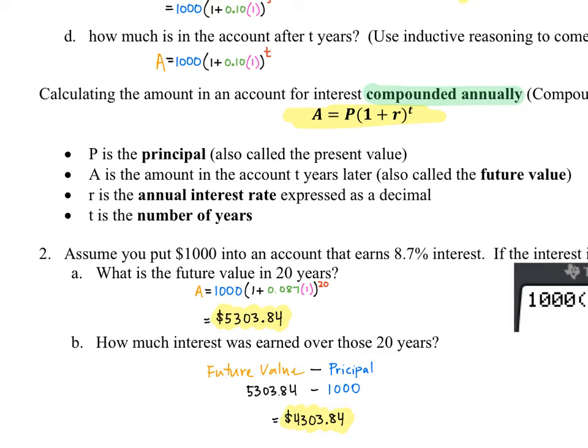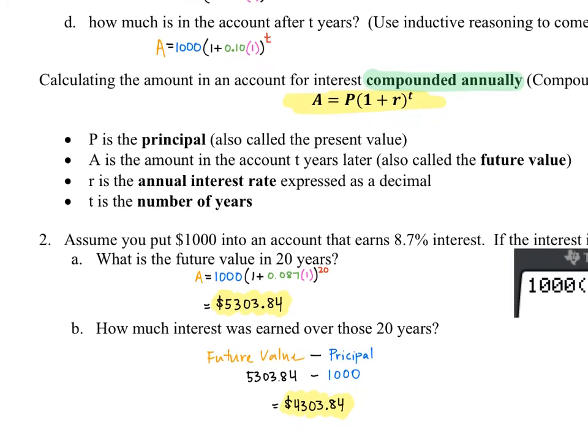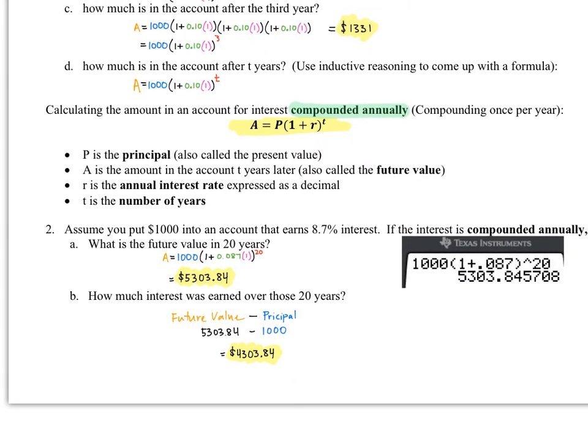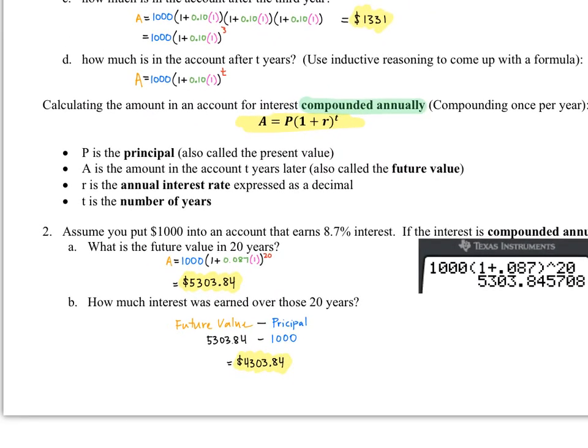So how do we determine the interest that's earned? Well, we take what that future value was at the end of those 20 years, and we subtract the principal from it. That is the amount of interest we earned, okay? Now, one thing I want to note is notice this time on your calculator, what you should have had is this value over here, 5303.845708. Well, why didn't I round up to 85 cents?